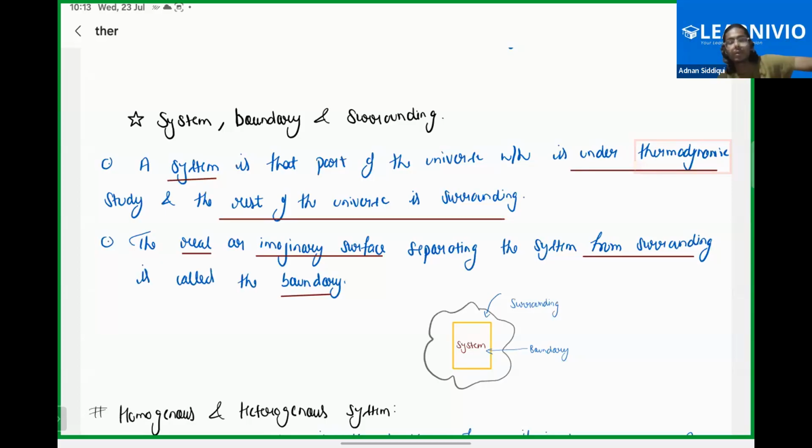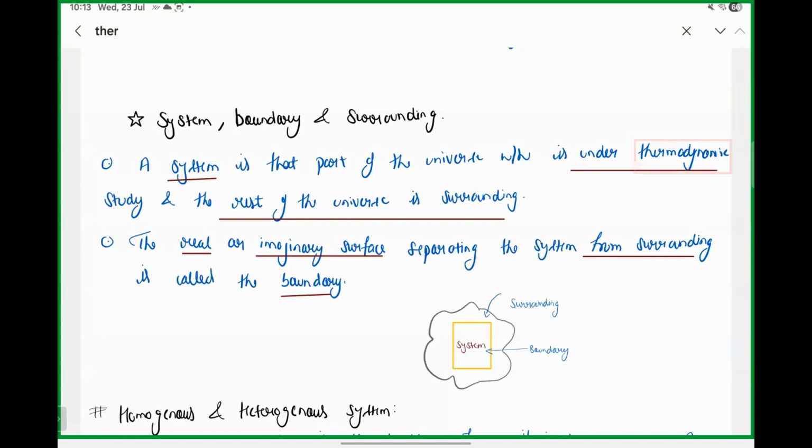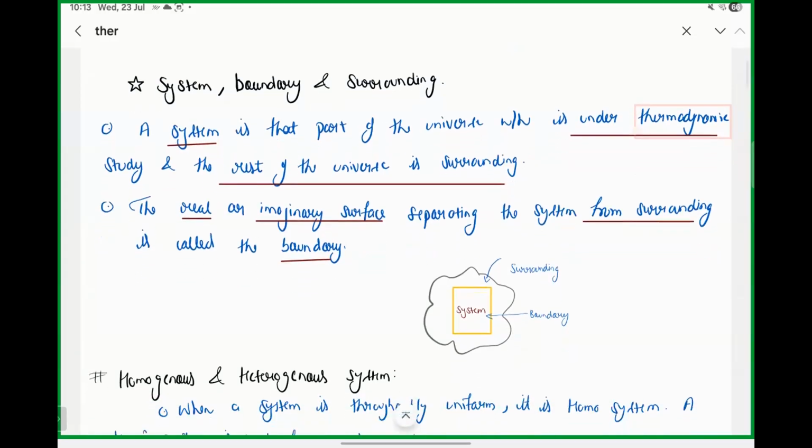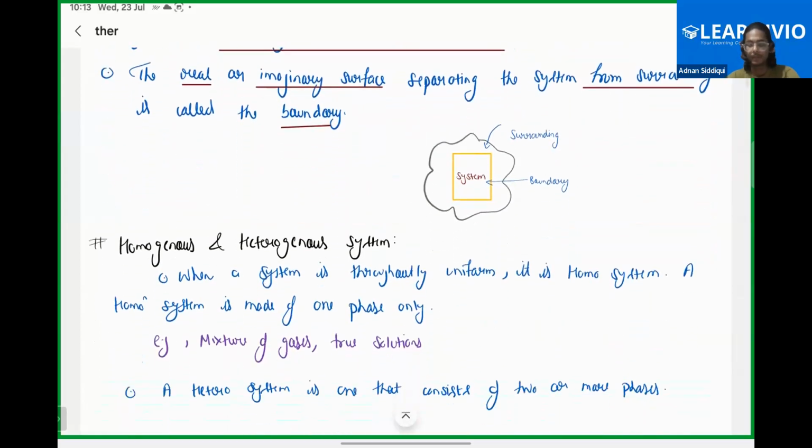So you have a cup of tea. Tell me what is your system, what is the surrounding, and what is your boundary? Tea is the system. Cup is the boundary, and everything that is not a cup and not a tea is the surrounding. Good, so you remember it.